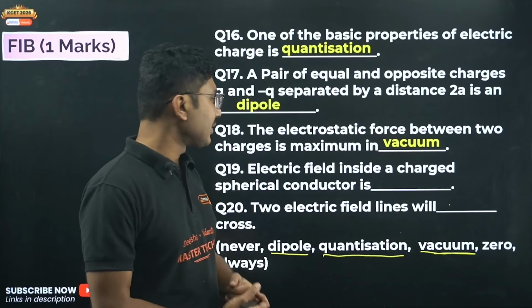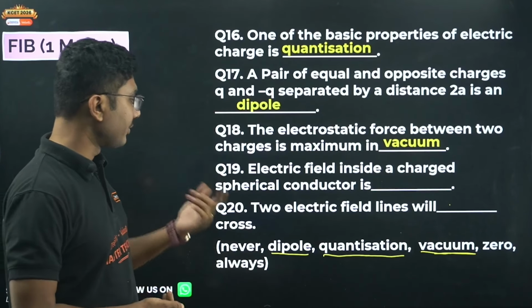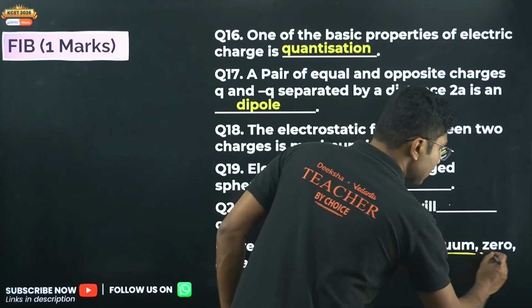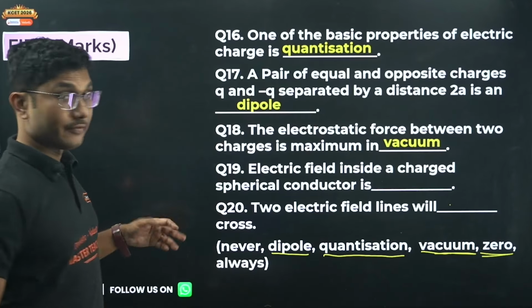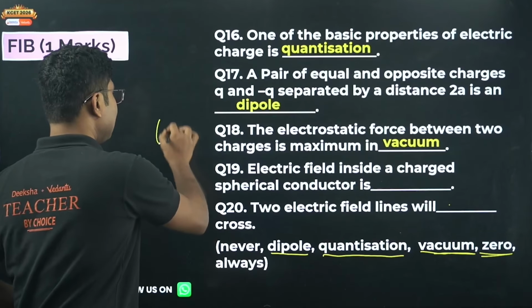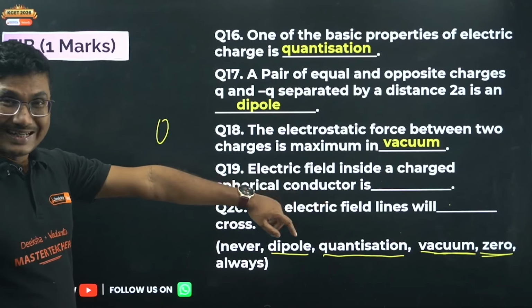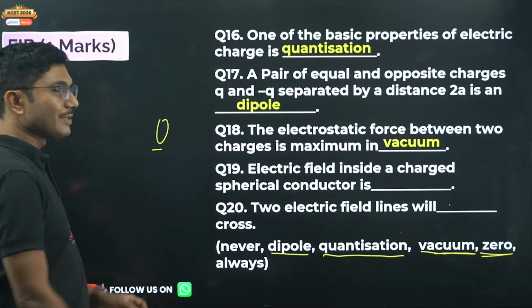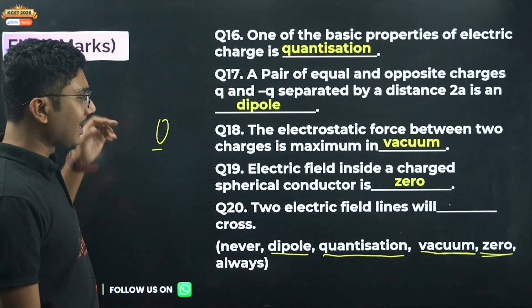Electric field inside a charged spherical conductor is always 0. Okay, so this is an obviously known answer. So we will see whether 0 is given or this E arrow symbol is given, so you have to be careful and mark it correctly.